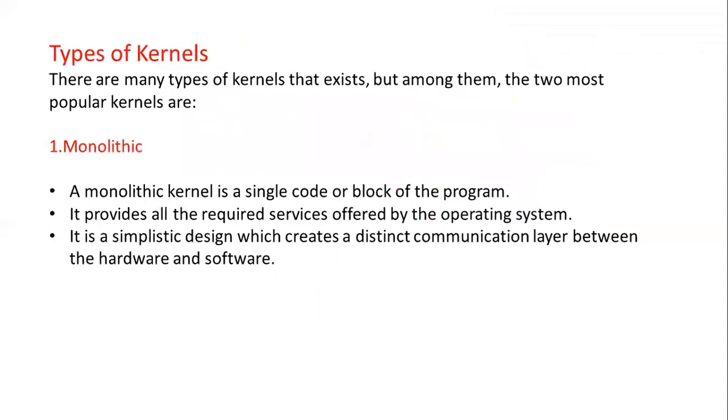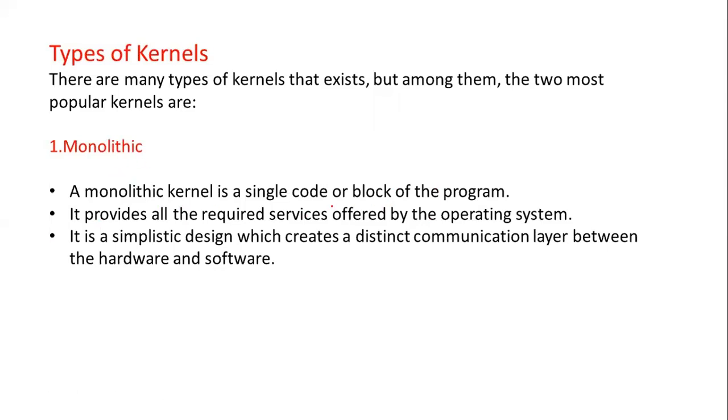Now coming to the different types of the kernel. I think you will get a clear picture of the kernel and the shell. Now let's see the different types of the kernel. Based on the user's requirement, they can install different types of kernel. There are many types of kernels that exist. Among them, the two most popular kernels are the monolithic kernel and the microkernel. First, let's have a look at the monolithic kernel.